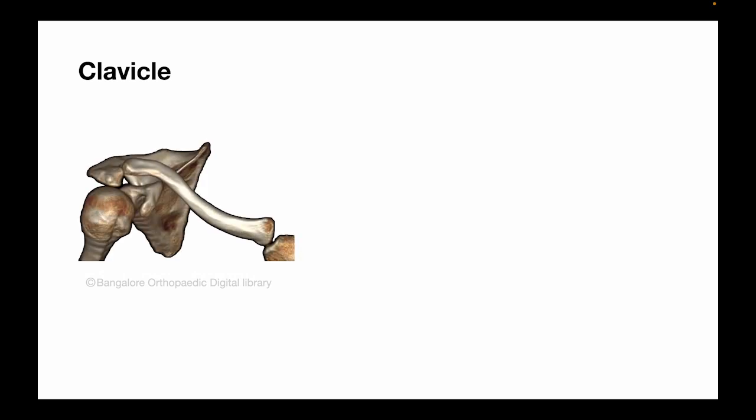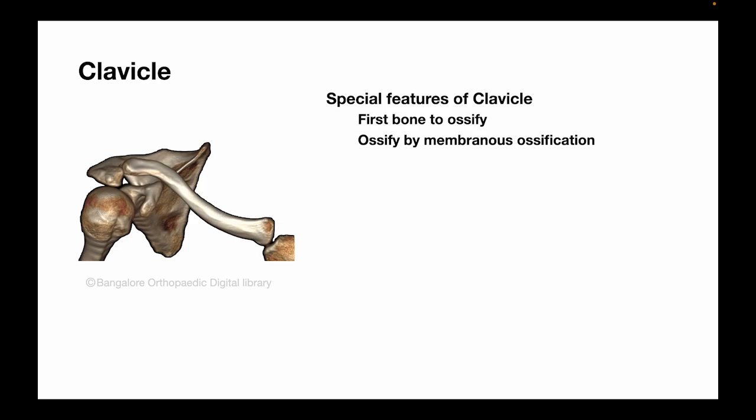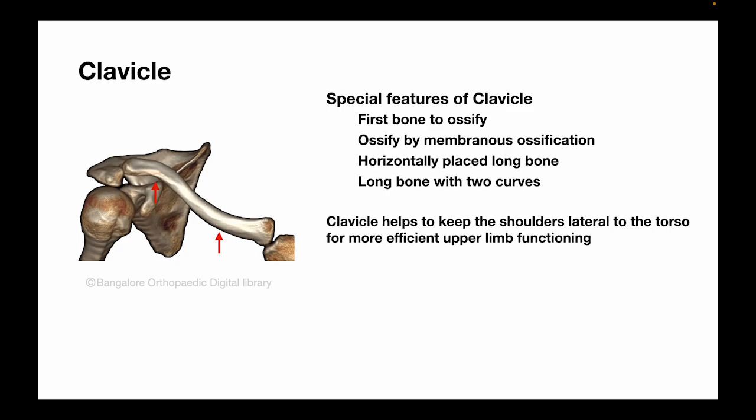A quick recap of certain special features of the clavicle. It is the first bone to ossify, and it ossifies by membranous ossification. It's the only horizontally placed long bone, and it has two curvatures. The main function of the clavicle is to keep the shoulder lateral to the torso for more efficient upper limb functioning. It also helps in transmission of the weight of the limb to the sternum.